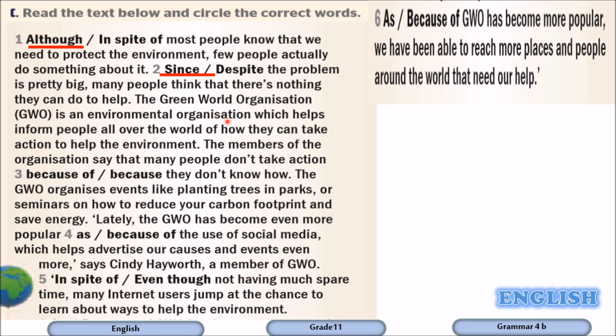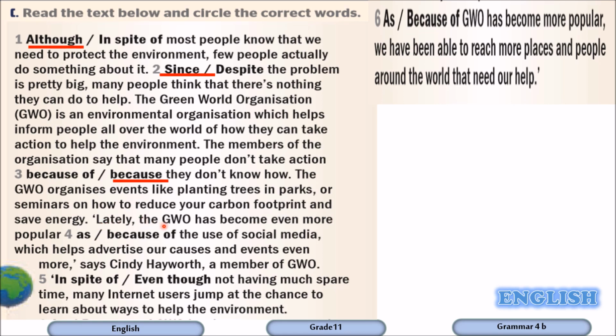The Green World Organization is an environmental organization which helps inform people all over the world of how they can take action to help the environment. The members of the organization say that many people don't take action because of or because they don't know how. So they is a subject, don't know is a verb, and the answer, very good, is because. So let's move on to the next one.